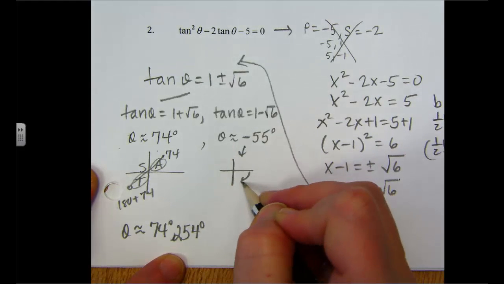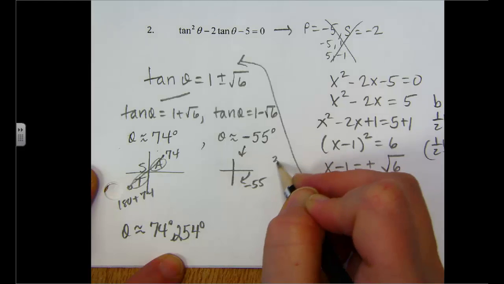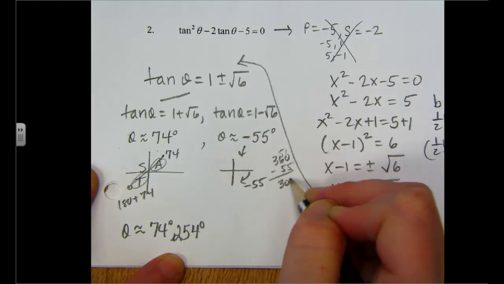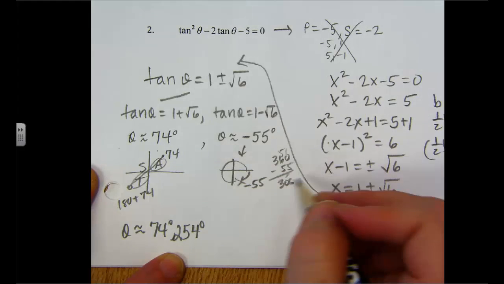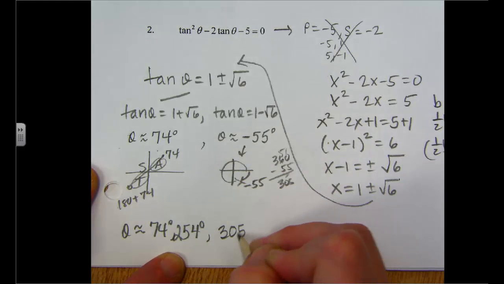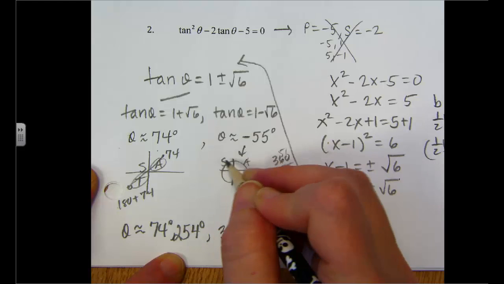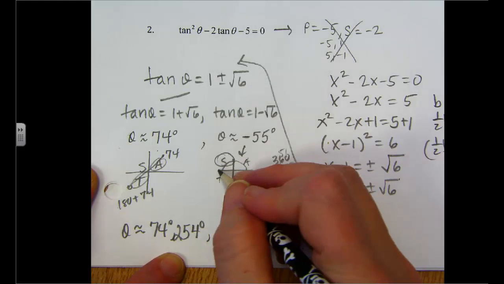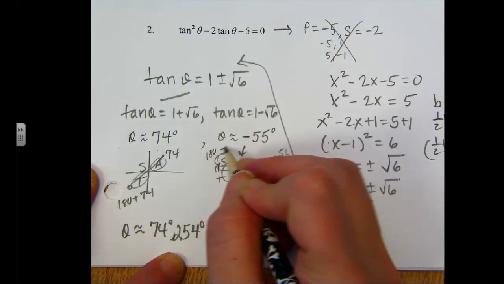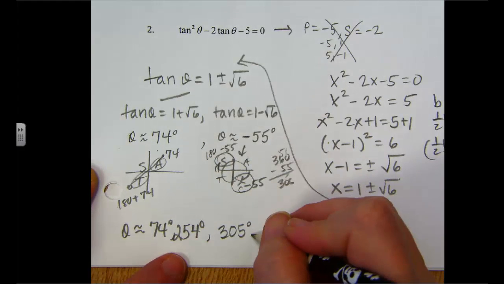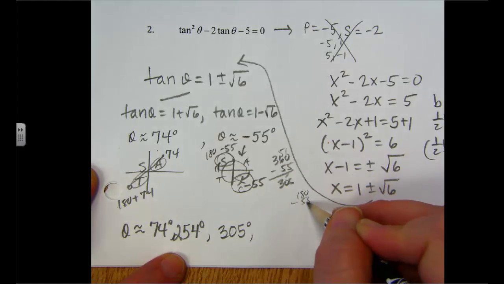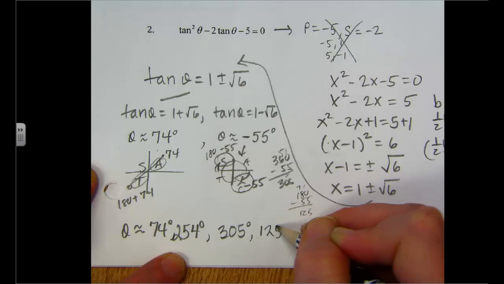Now I also got negative 55. We want positive answers. So first you need to take your negative 55 and turn it into a coterminal positive angle measure, which is 305. There's another answer. We got a negative 55 because tangent was negative. I need the 55 child in the other quadrant where tan is negative, quadrant 2. So I do 180 minus 55, and I get 125. So here I have my 4 answers.